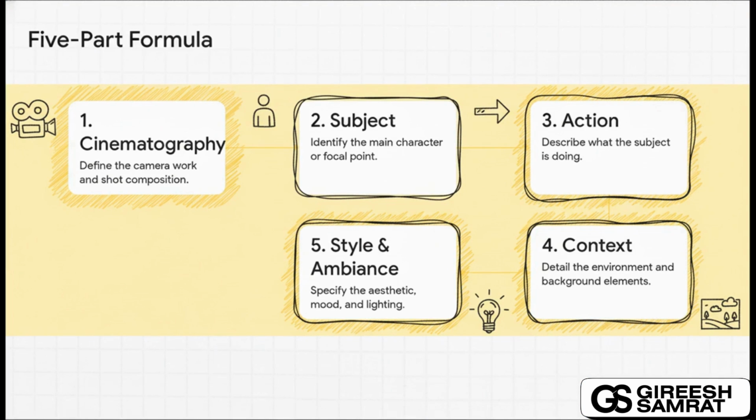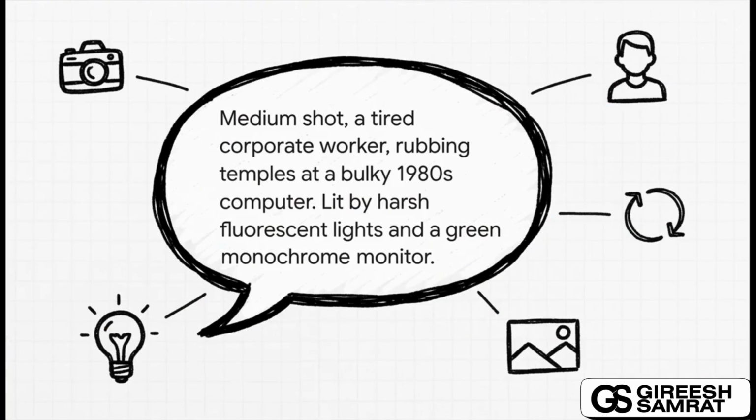Every prompt you write should have these 5 building blocks. You start with the cinematography, the camera work. Then you define your subject, describe their action, detail the context or the world they're in, and then you layer on the style and ambiance. This structure just works because it tells the AI a clear story, from the big picture all the way down to the tiny details. And check this out.